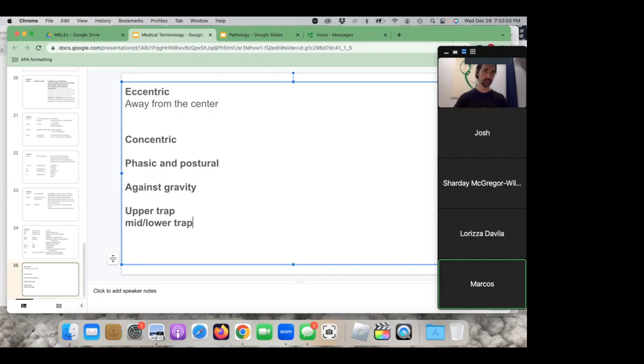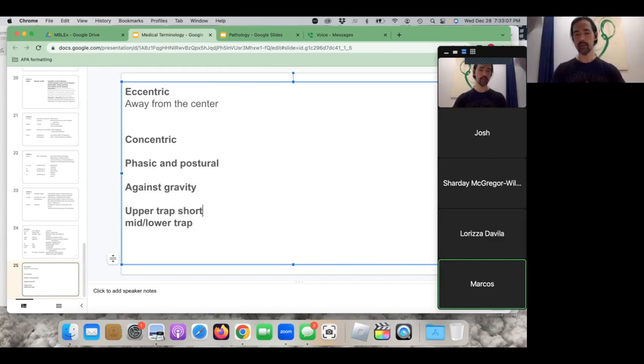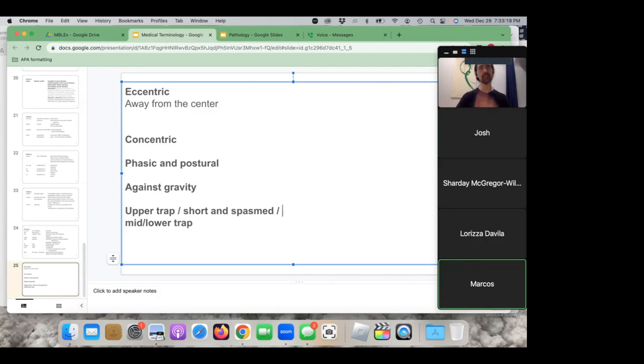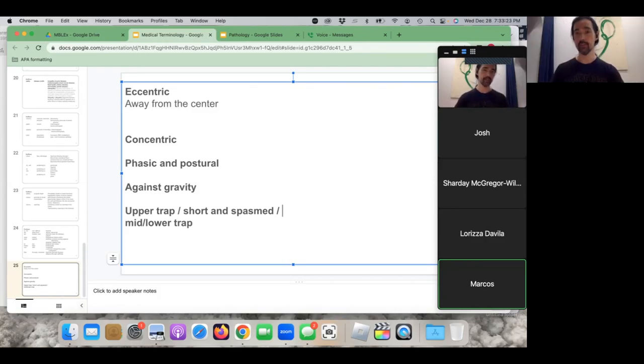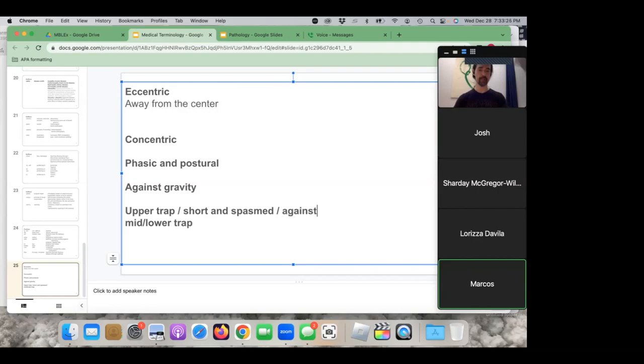The upper trap. That's right. And in becoming short, does the upper trap move objects against gravity, or does it more move objects not against gravity? Instead of saying not against gravity, let's say maintain structure. It moves them against gravity, right? Yeah.